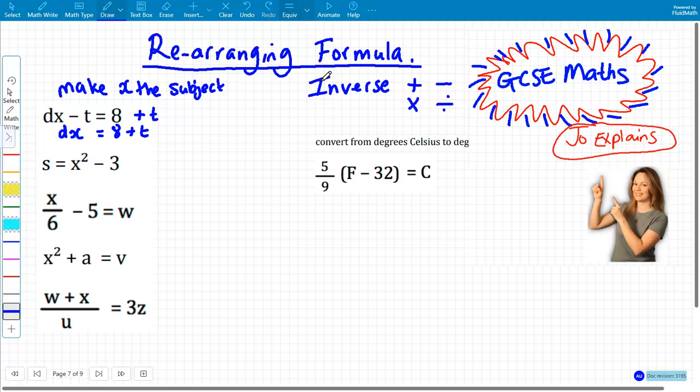And then the next thing we're going to do is divide. I'm going to put what I'm doing to both sides in brackets. We're going to divide by d on both sides. So equals lined up again. dx divided by d just gives me x. And then 8 plus t divided by d looks like this: 8 plus t over d. Okay, so that's that. I'm running out of space, so I'm just going to make it a bit bigger.